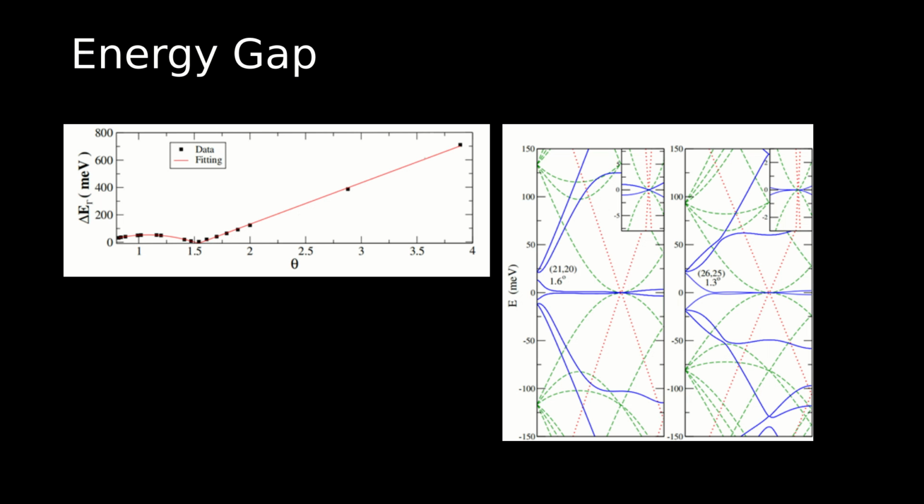Next thing we're going to talk about is the energy gap of the slightly twisted bilayer graphene. The left graph here shows the delta E, which is the energy gap or the size of the energy band. You can see that there's a zero energy band around 1.5 degrees, which is shown more clearly in the right-hand side graph.